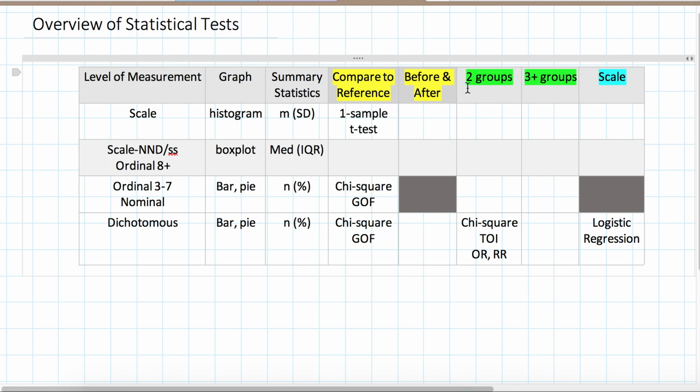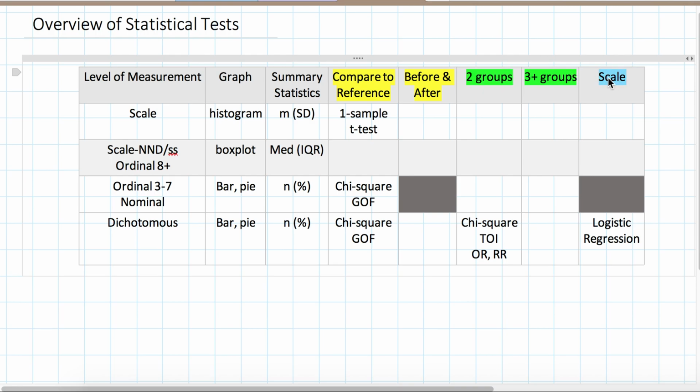Also, when we're looking at the 2 groups and the 3 groups, those are very similar to each other. In fact, when we're looking at tests that only have 2 groups, often that's just a special case of this more general kind of statistical test where we have lots of groups, but this is a special case that only has 2, and so it simplifies things a little bit.